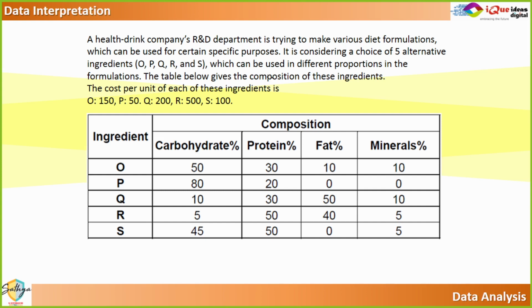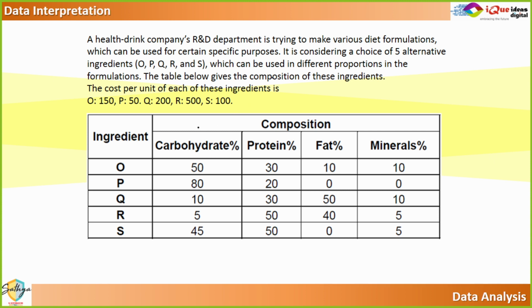The table below gives the composition of these ingredients. Now, it tells us that the cost per unit of the ingredients is also given. So it says that O's cost is 150, the cost of P is 50, the cost of Q is 200, for R it's 500, and for S it is 100.